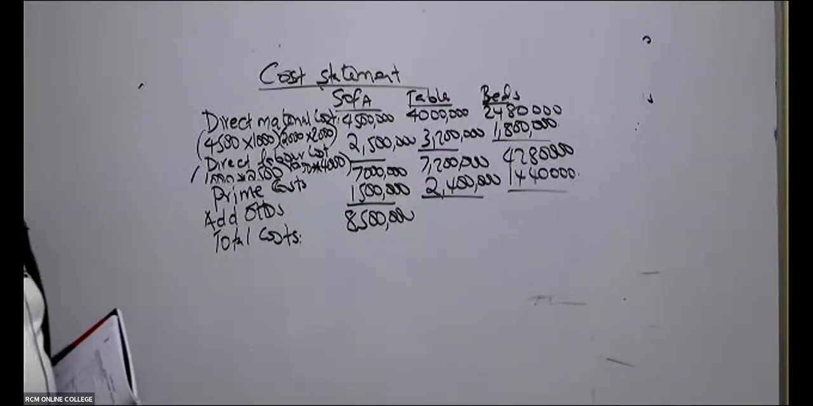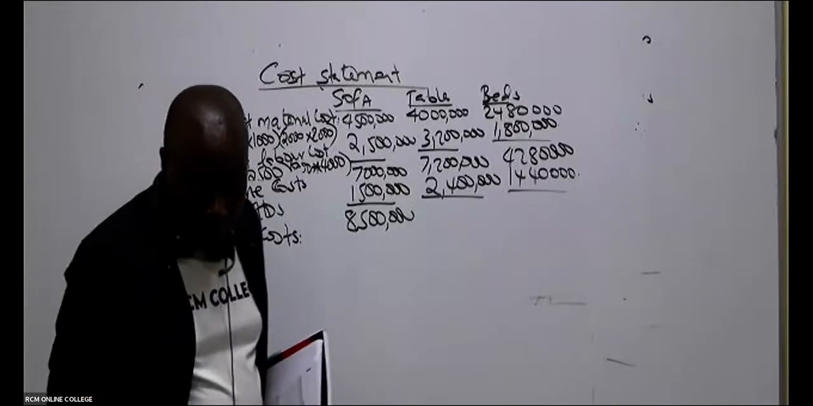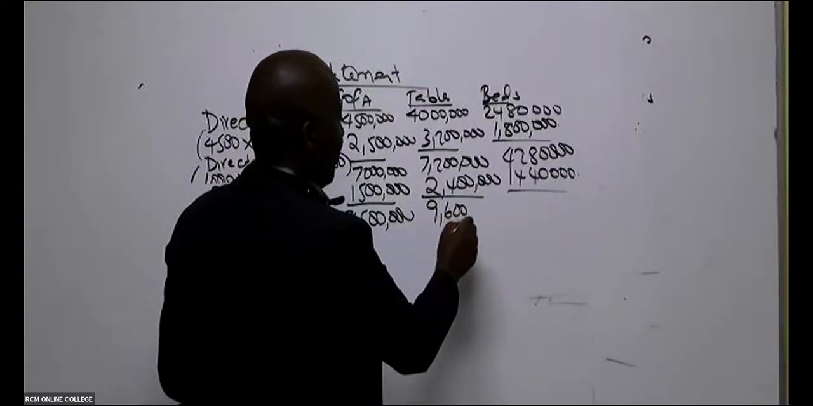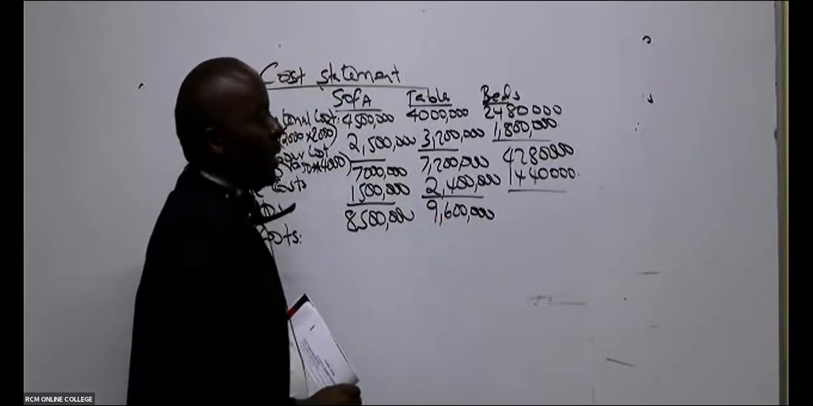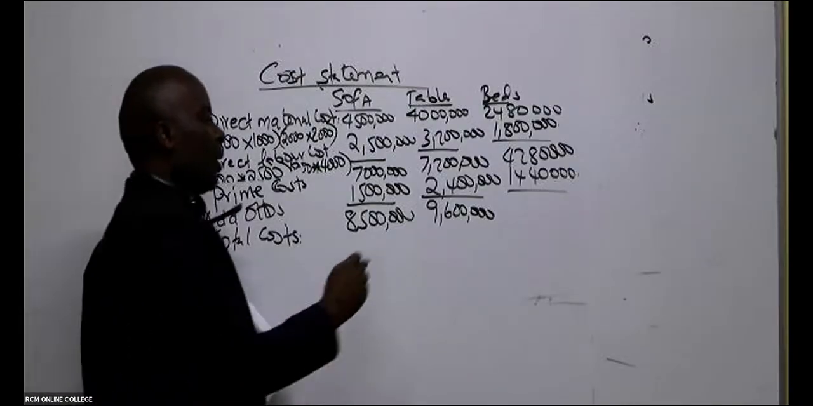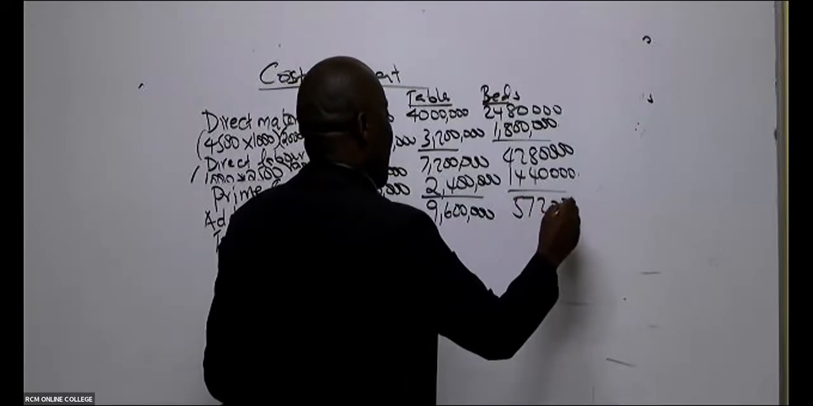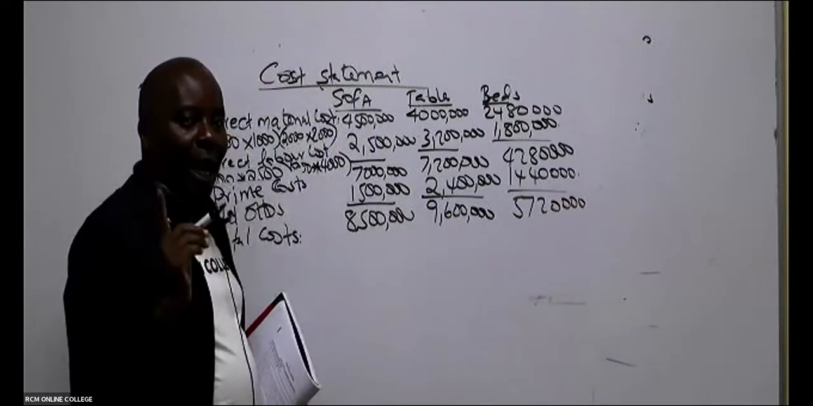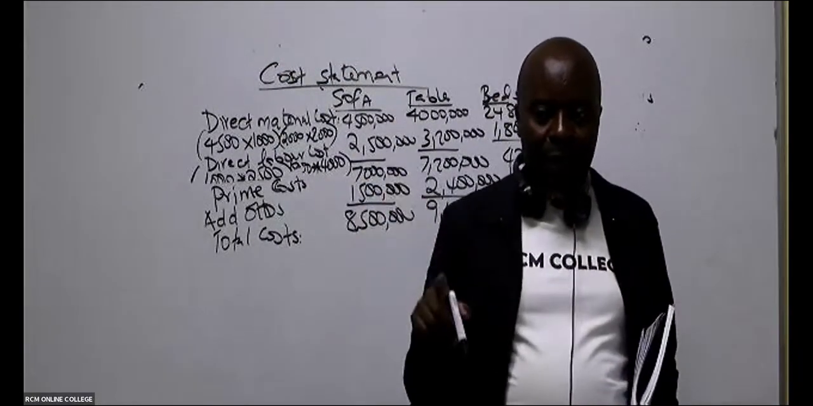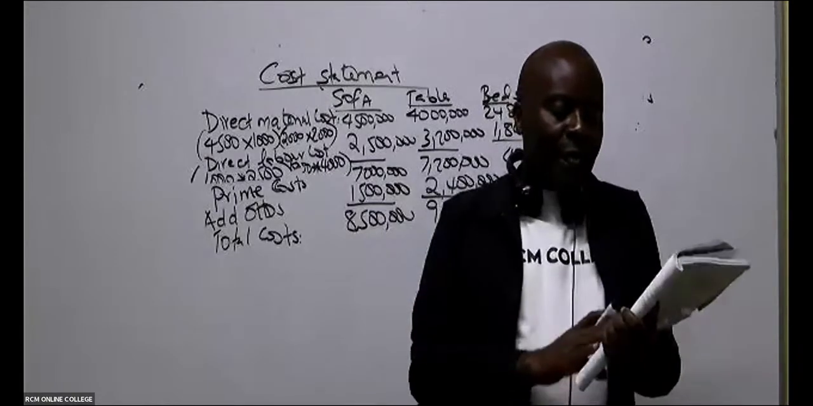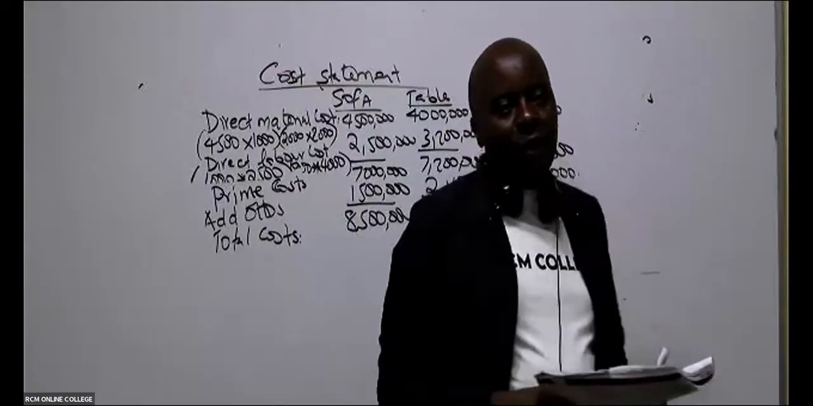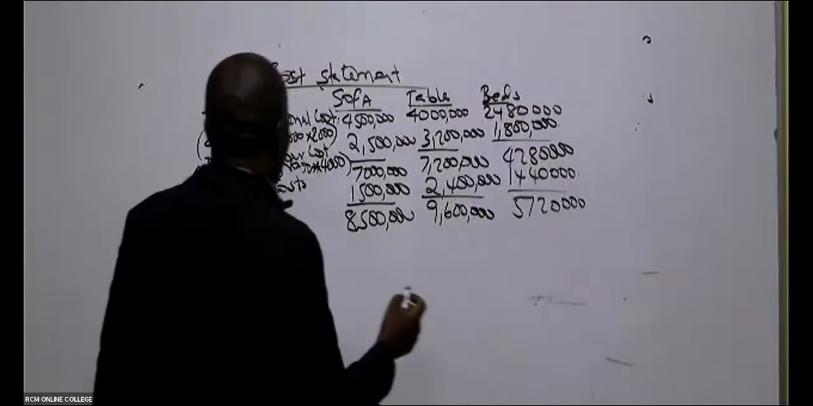Correct. Then you go to tables. Tables, I'm being told, is 9.6 million. Lastly, we have beds. How much is the total cost for beds? 57,20,000. Then read the question again. In most cases, they will ask you to ascertain total cost, but this examiner went ahead and told us to give them unit cost.